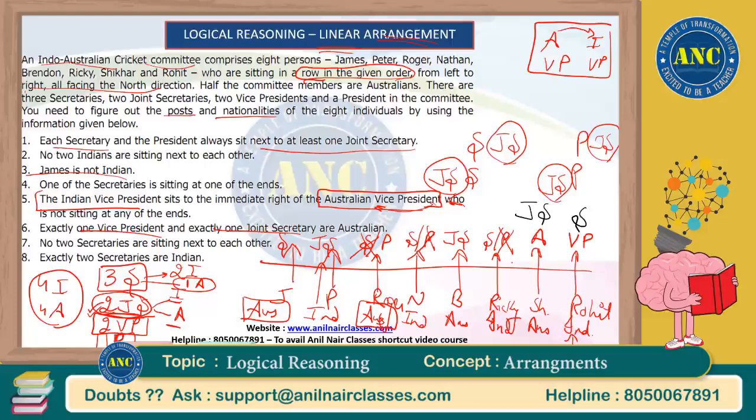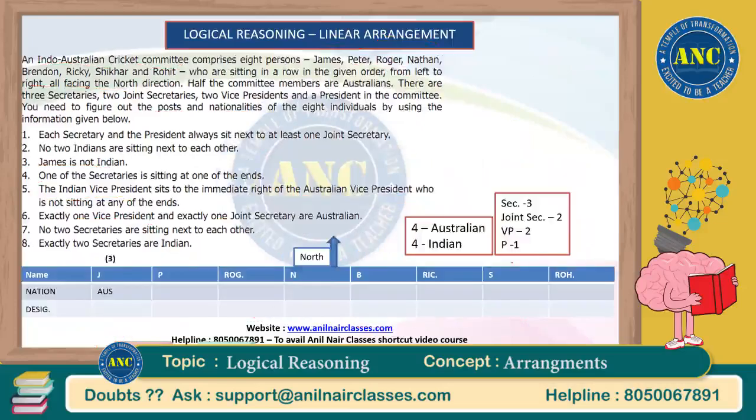I'll explain once again. See this? Step by step, I'll explain it to you. They all are facing north. This is the position of James, Peter, Roger, Nathan, Brendan, Ricky, Shikhar, and Rohit, who are sitting in a row. They are sitting in a row in this particular order only, from left to right, all facing the north direction.